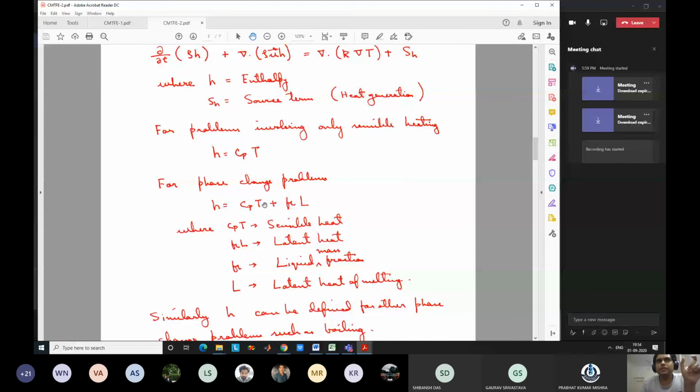What will be the sensible energy? Sensible energy of solid is the total energy from the reference state, which let us consider at absolute zero. From absolute zero to melting temperature, it is solid. So Cp of solid we have to consider for that range. So Cp of solid into T minus Tref, where Tref is 0, plus Cp of liquid into T minus Tm.